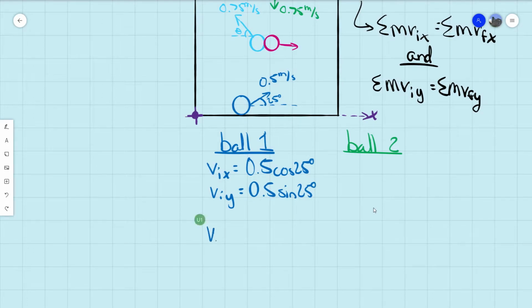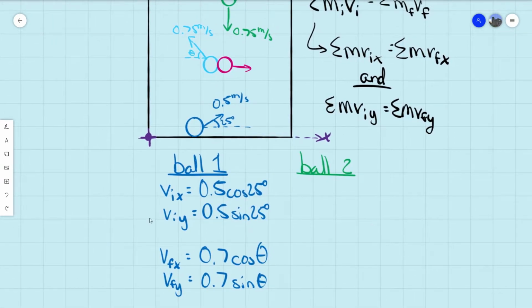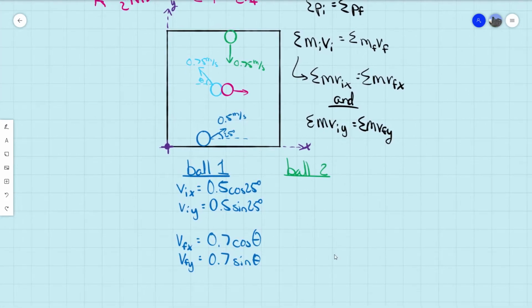Now, Vfx and Vfy are a little different. We know the magnitude, but we don't know the sign. So I'm going to approach this similarly, where the x direction is still the cosine of an unknown theta, and this is the sine of an unknown theta. And those are all of the components of the velocities for our first ball. The second one, we approach identically. We just have different numbers that we care about.